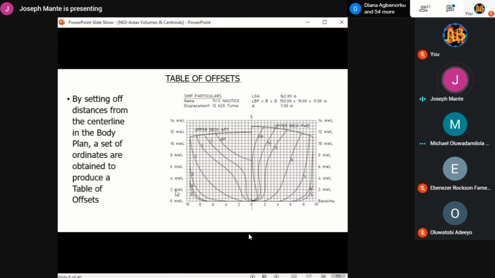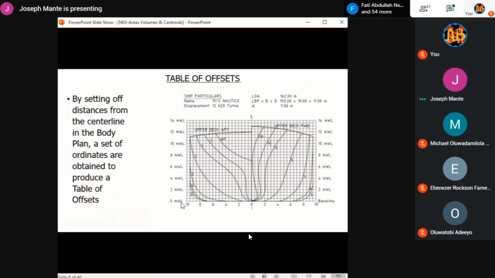We have the 2 meter water line, the 4 meter water line. So this becomes the depth of the hull. When you look up there, we have the shape particulars: name MV Nautical, displacement 12,620 tons. The LO, that is the length overall, is 162.00 meters. We have length between perpendiculars, breadth and depth, and the depth is 7 meters.